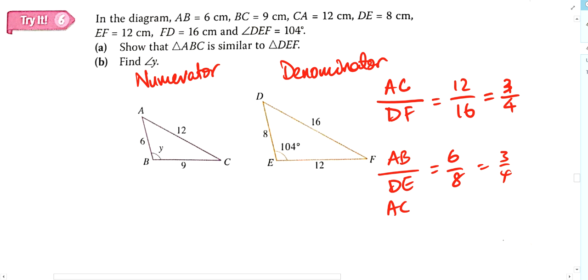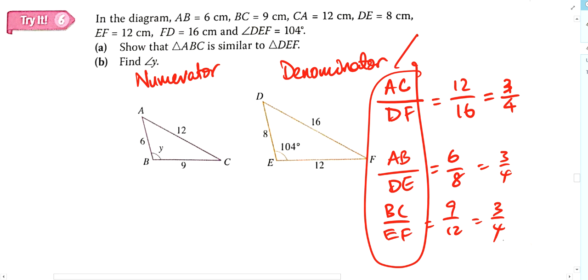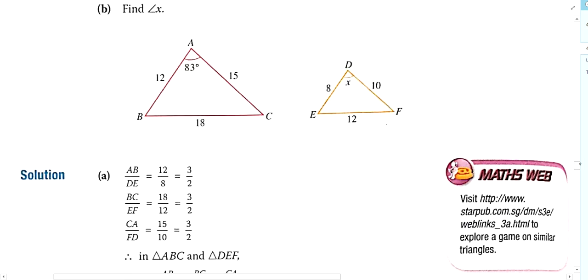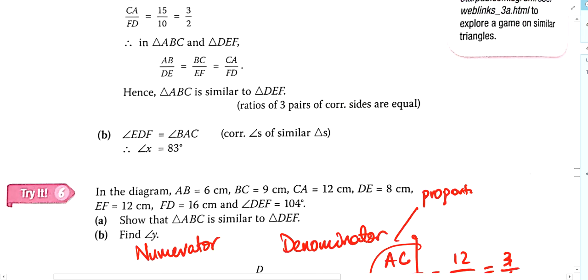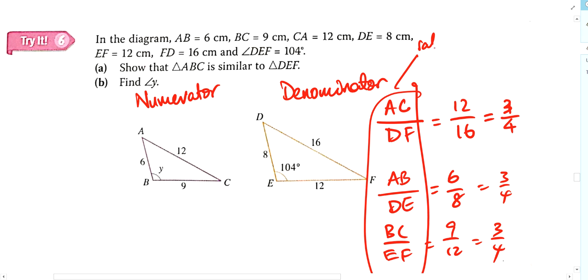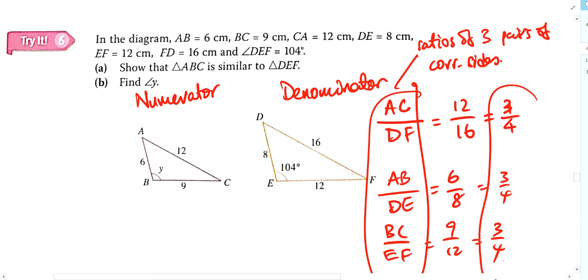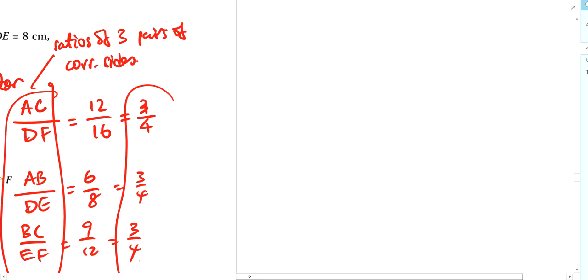And obviously the last one, AC over DF, also 12 over... Is it BC over EF? BC over EF is 9 over 12, which is 3 over 4. What do you see? These are proportion. What did they say? Ratio, right? Ratio of 3 pairs of corresponding sides. Okay, so these are ratios of 3 pairs of corresponding sides. And we see that, yeah, they are equal.